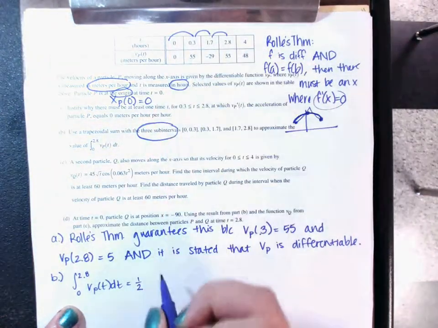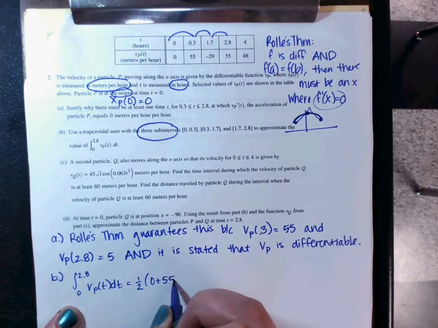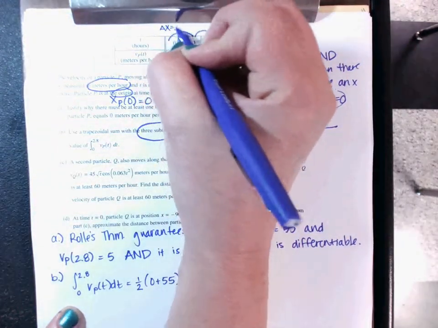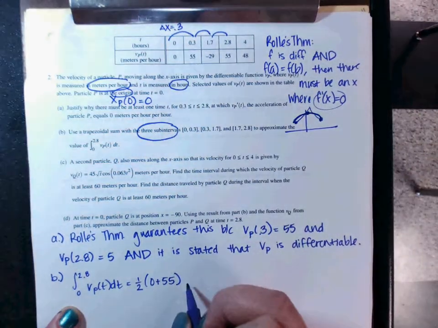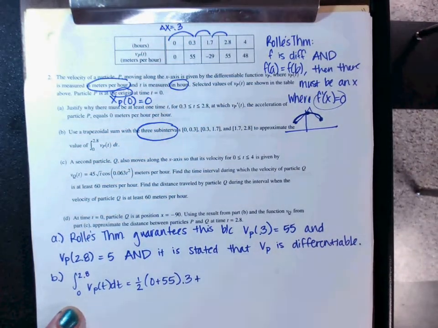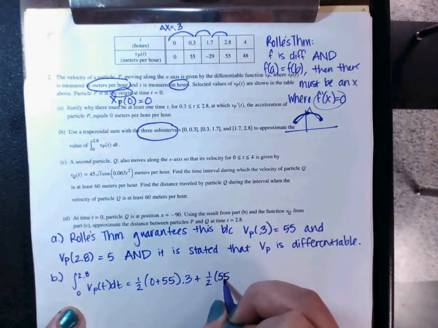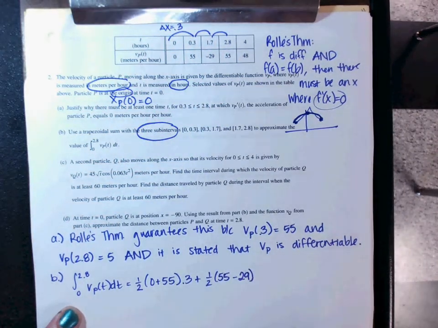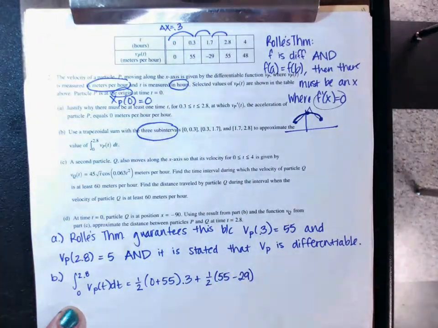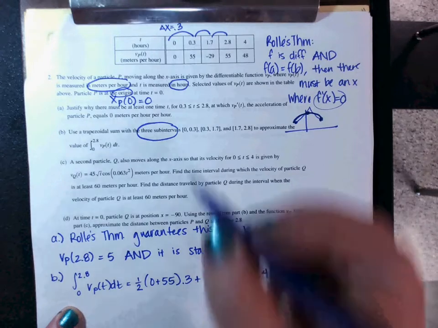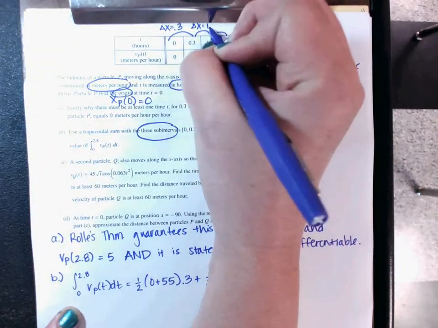So remember, trapezoidal rule, you're going to do a half in the front, then you're going to add the y values, so I'd have 0 plus 55. Then my width there, delta x, would be 0.3, because I'm going from 0 to 0.3. Next one, I'm doing 55 plus negative 29. And then the delta x from 0.3 to 1.7 would be 1.4. That's my width on that next subinterval, 1.4.